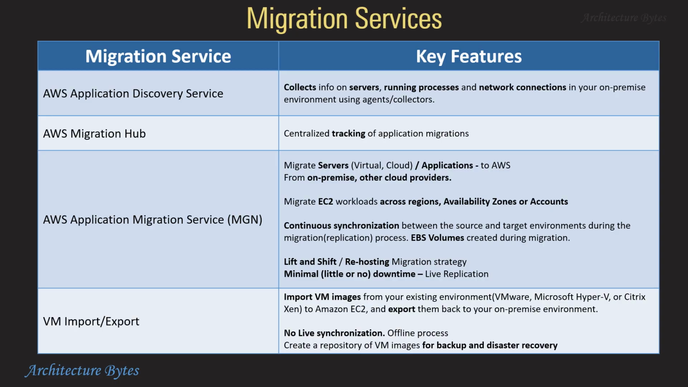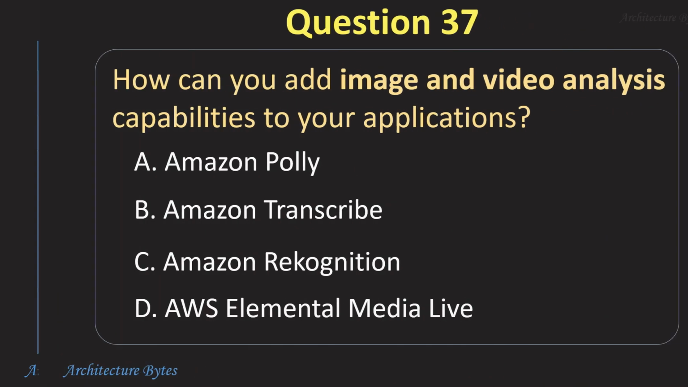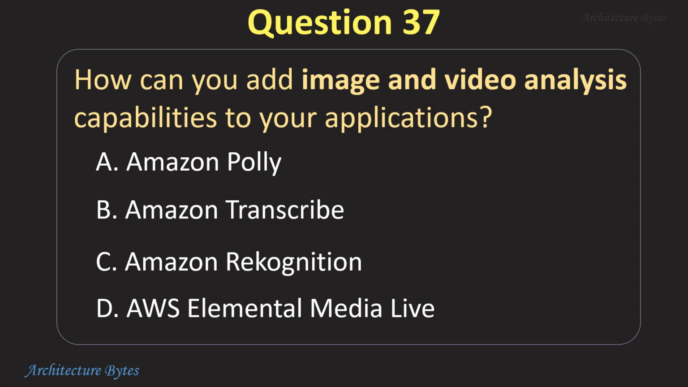AWS Migration Hub can provide centralized tracking of application migrations. AWS Application Migration Service can migrate servers to AWS from on-premise or other cloud providers. VM import-export can import VM images from your existing environment to Amazon EC2. How can you add image and video analysis capabilities to your applications?